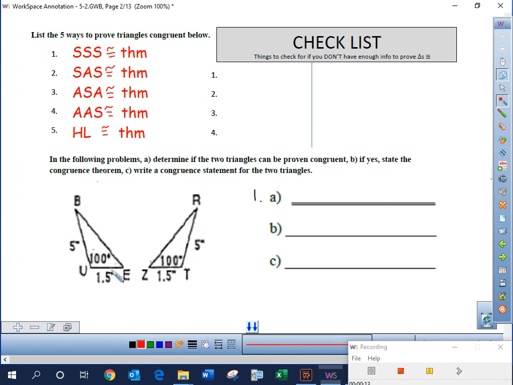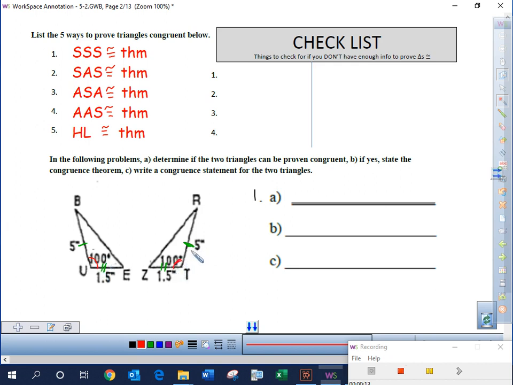So here on the first one, it's kind of weird, but they don't give us the tick marks and the arc marks. They give us some distances. So let's put tick marks here. This is 5 inches and this is 5 inches, so we'll put single ticks on that. And here this is 1.5 and 1.5, so we put a different amount of tick marks there. And then on this guy, here's 100 degrees, and that's the same as 100 degrees. So we'll mark those up.